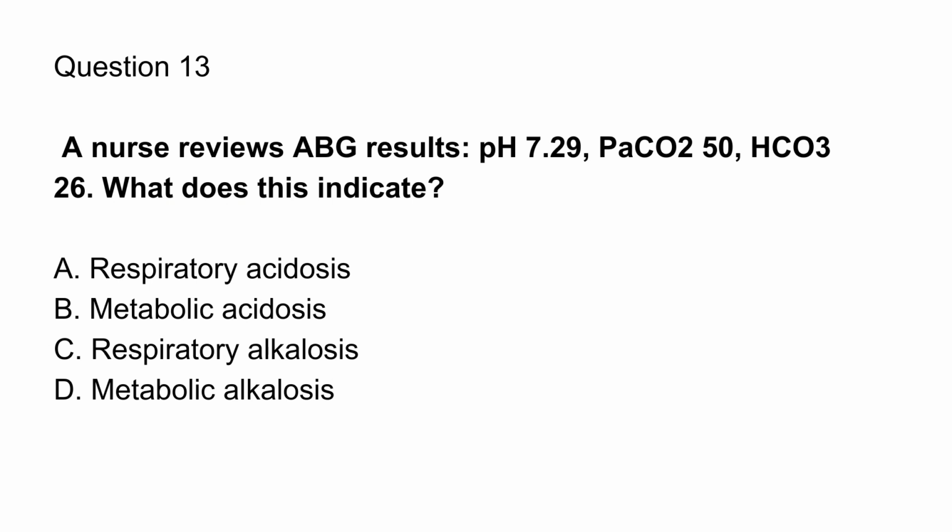13. A nurse reviews ABG results. pH 7.29, PaCO2 50, HCO3 26. What does this indicate? A. Respiratory acidosis. B. Metabolic acidosis. C. Respiratory alkalosis. D. Metabolic alkalosis.